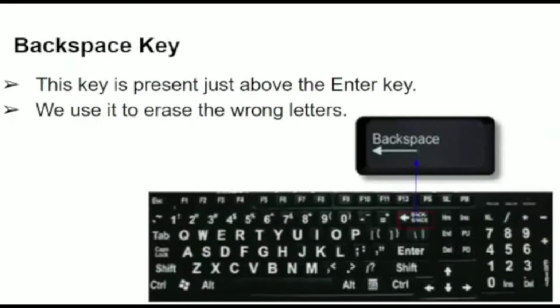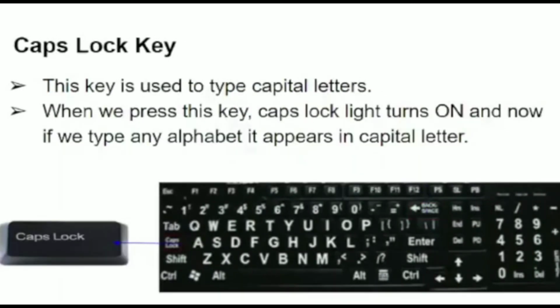Backspace key. This key is present just above the enter key. It erases the characters one by one to the left. It works like an eraser on the screen. We use it to erase the wrong letters. Caps Lock key. This key is used to type in capital letters. When caps lock is on, letters appear in uppercase or in capital. When it is off, letters appear in lowercase or in small.